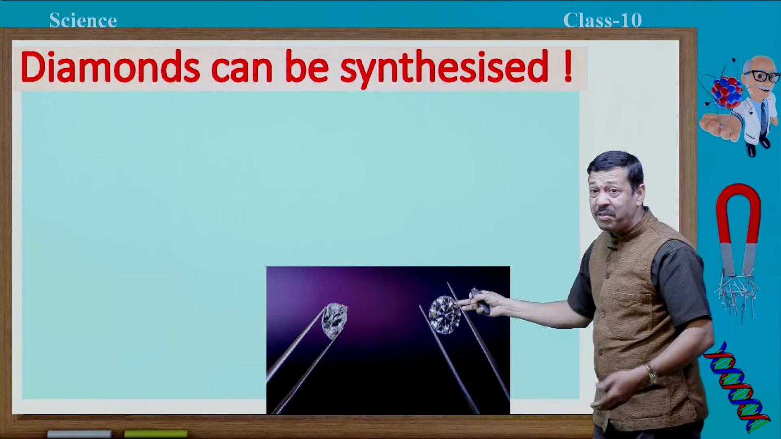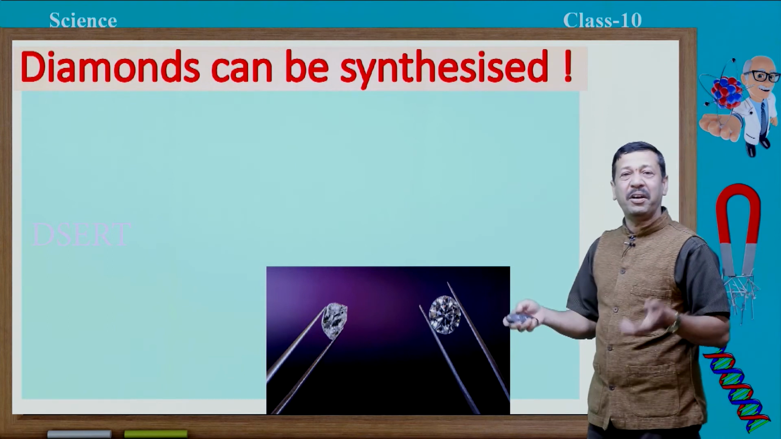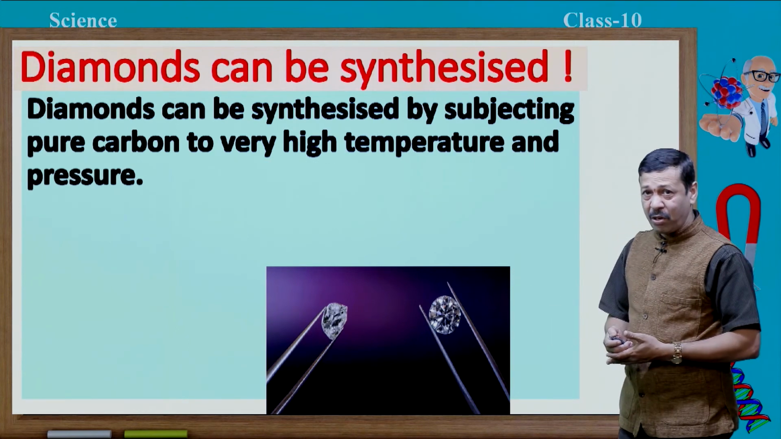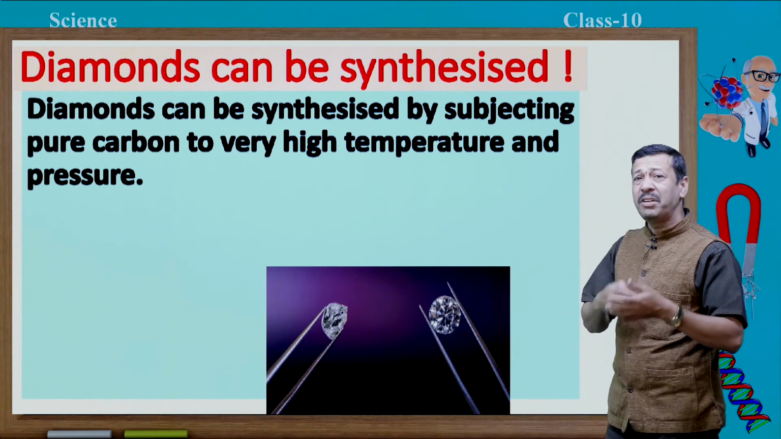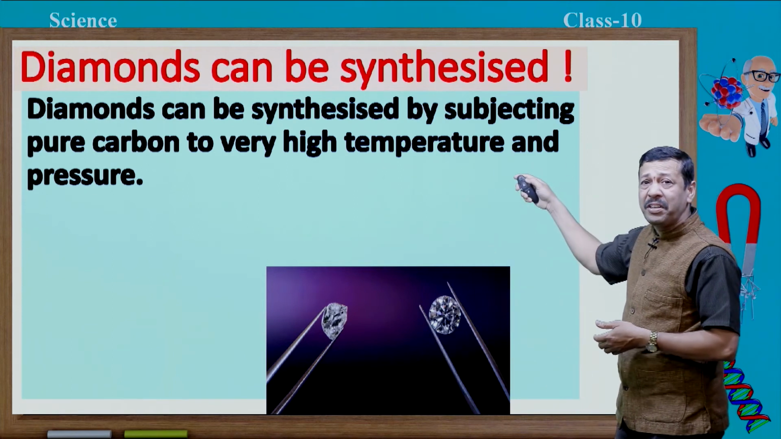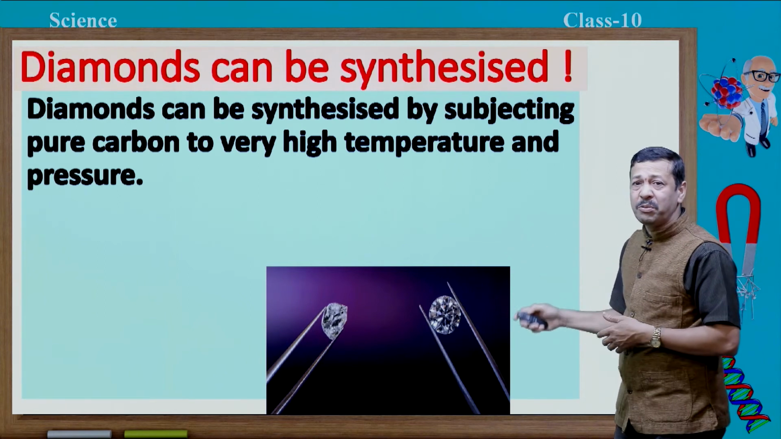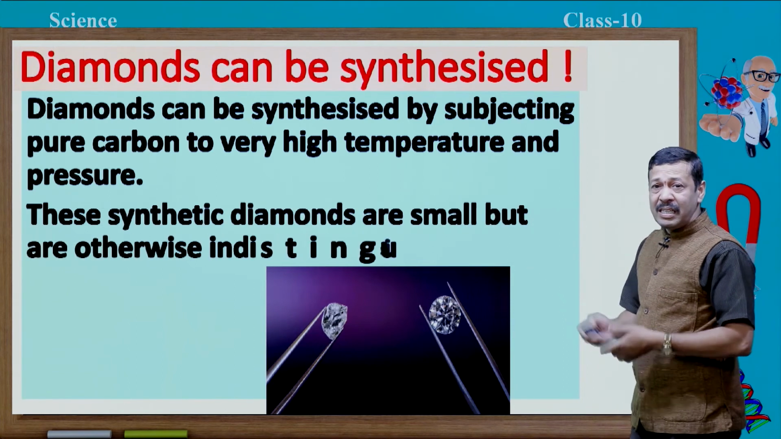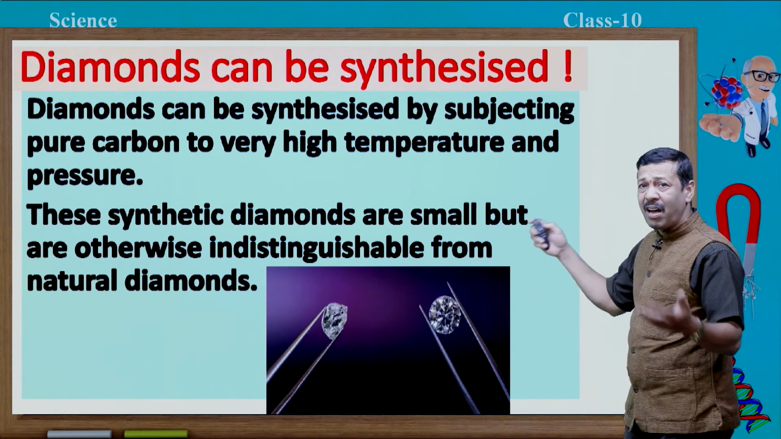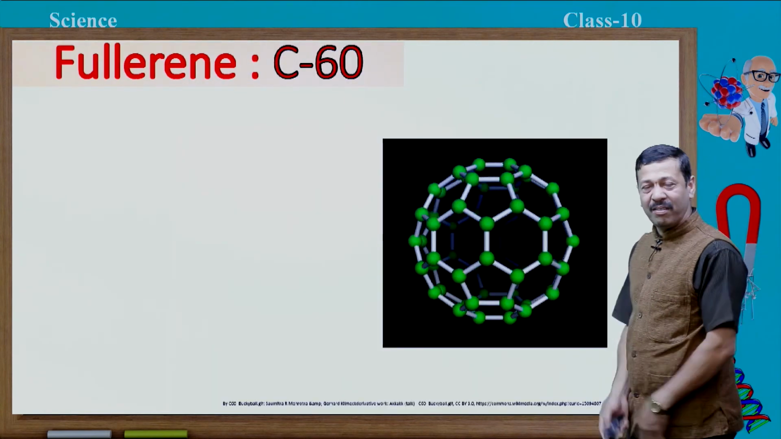Now, the diamonds. We can synthesize diamond in the laboratory. Is it a wonder? Yes, it's a great wonder. You cannot differentiate the artificial diamonds produced by this process because they are exactly similar to naturally occurring diamonds. Diamonds can be synthesized when you apply high pressure and temperature to pure carbon. Under that high temperature and pressure, it is converted into diamond. These are too small, but they resemble the naturally occurring diamond in all other aspects, hence they are indistinguishable. A soccer ball, buckyball, right?